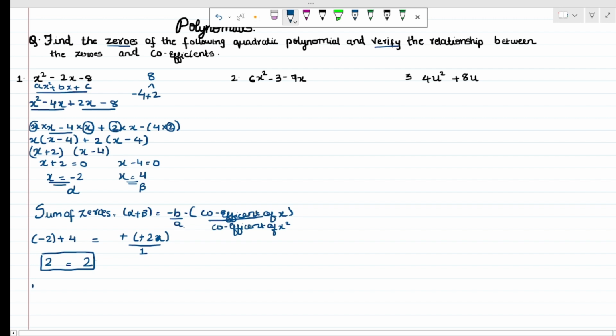Now coming on to the product of zeros. Okay. Next is the product of zeros, whose formula is alpha into beta is equal to c upon a. Now what is c? This c is my constant term. Okay, what is c? c is my constant term upon the coefficient of x square. What is next? It's the coefficient of x square. So you will write over here the coefficient of x square.